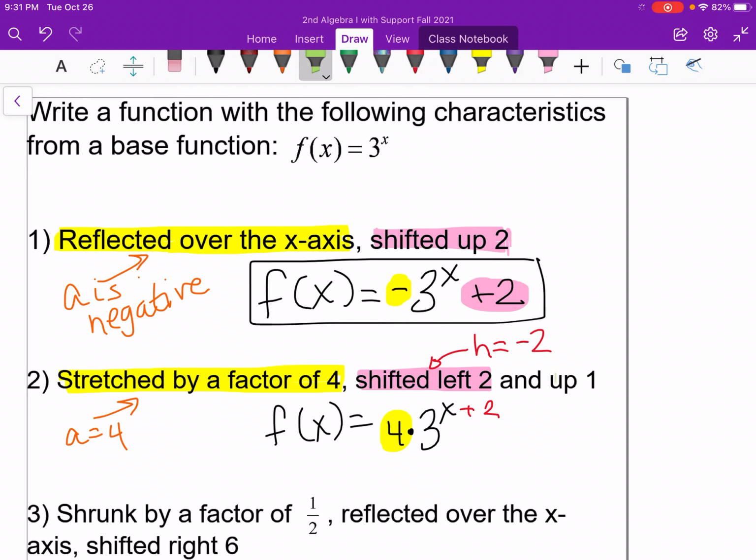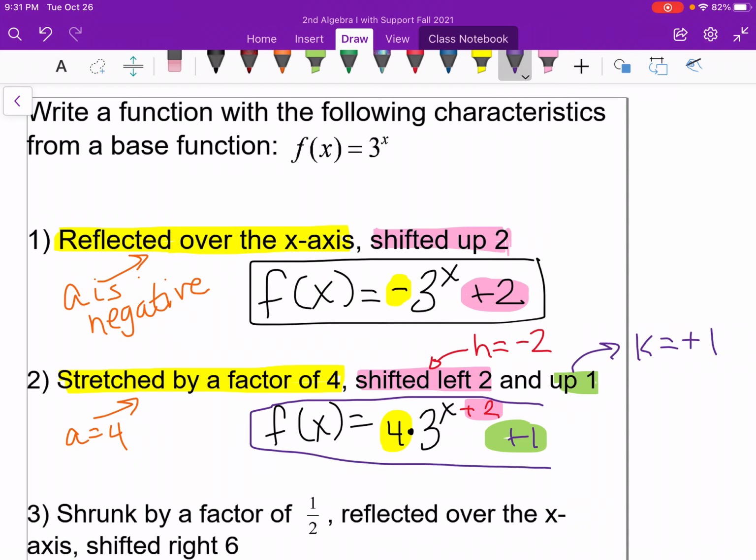And then the last one, it's been moved up 1. So sorry, this was the h. And if it's been moved up 1, that's right here. That means that k is up 1. So this is our answer here. f of x equals 4 times 3 to the x plus 2 plus 1.